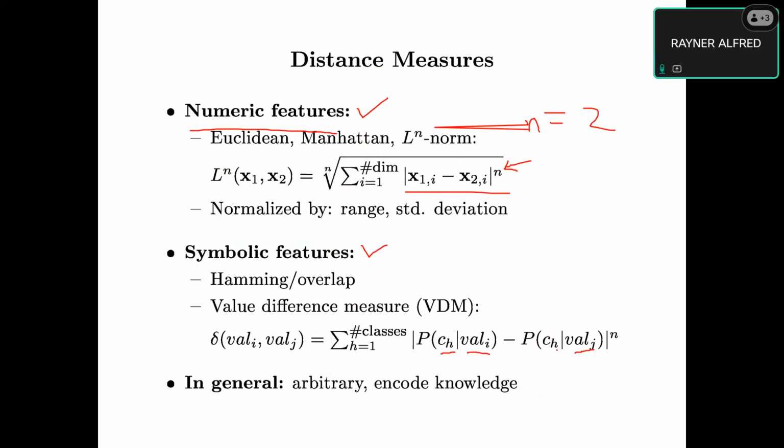What is the probability of having the class h here? And then we take the, this is the number of, it could be 1 or 2 and so on. Okay, so to normalize the minus value, the best one is 2. Okay, so these are the distance measures.